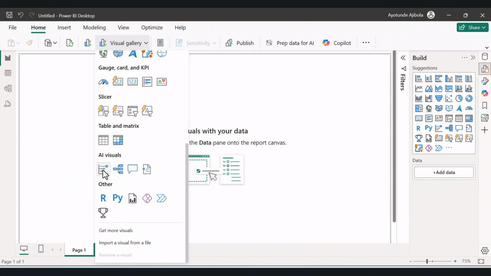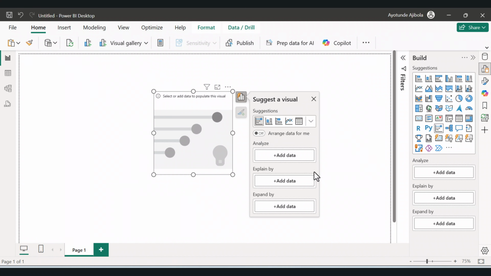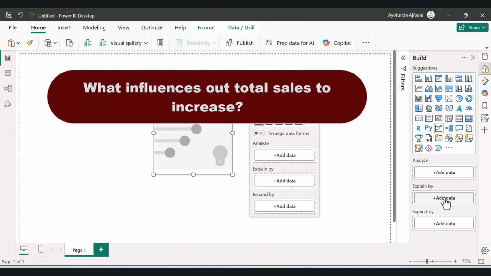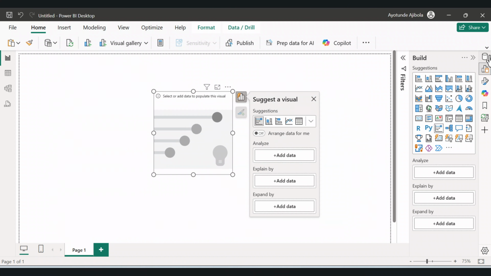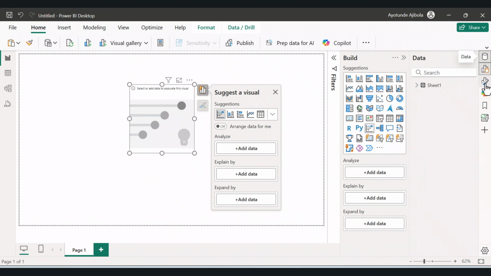It's right here. Similar to the decomposition tree, this visual has two main fields. Analyze: the metric or outcome you want to understand. Explained by: the potential factors you believe might be influencing that outcome. Let's pose a clear business question. What influences our total sales to increase? I will drag total sales into the analyze field.